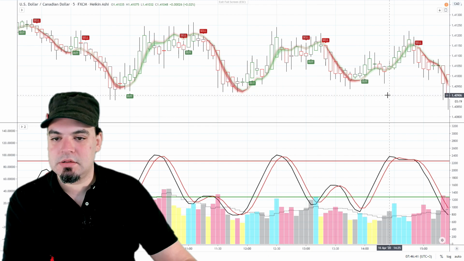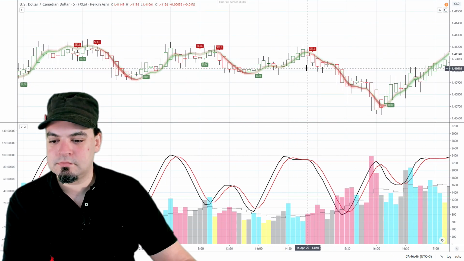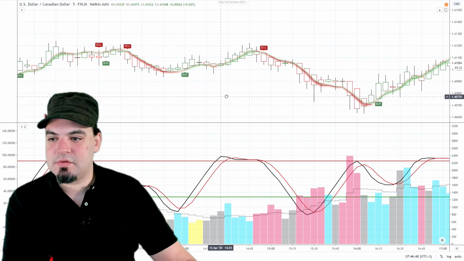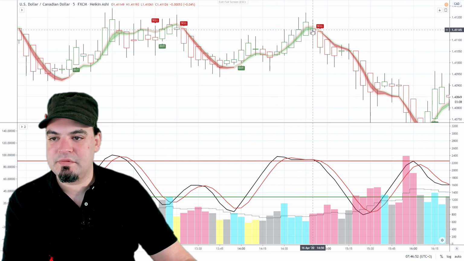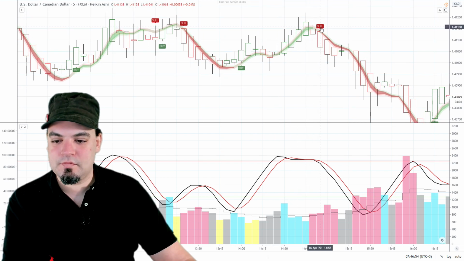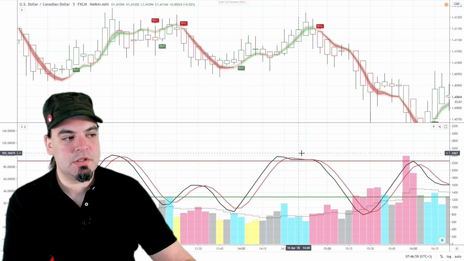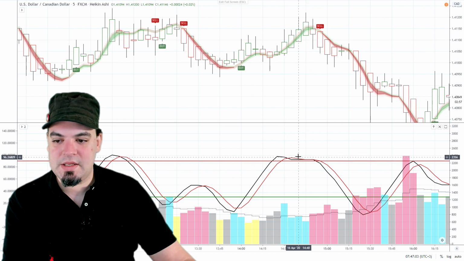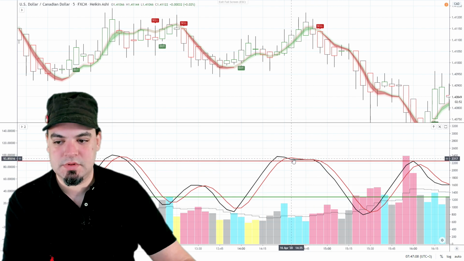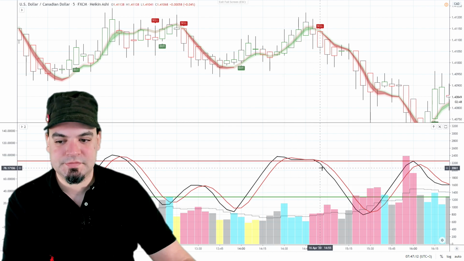Let's see a really good condition. Let's take this for example here. You can see that we have here a sell candle and we have the overbought condition. You can see that there was a cross before that already, and here definitely. So the black line crosses the red line from above.